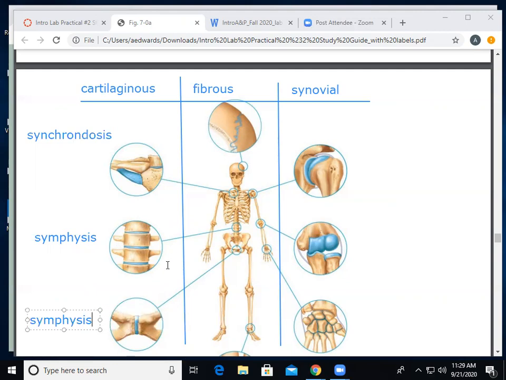Okay. Now these joints in the middle. So this is a suture. Okay, fusing those bones together.